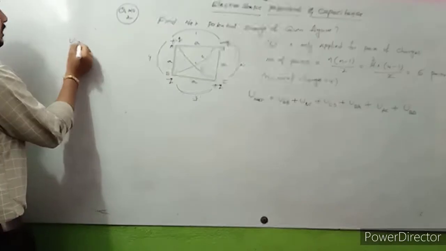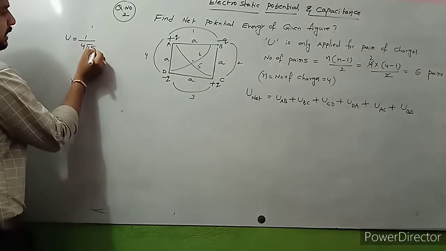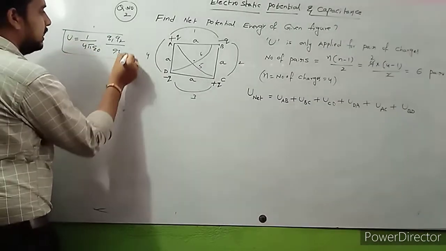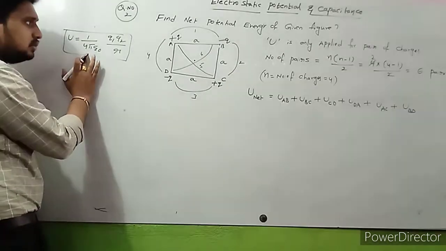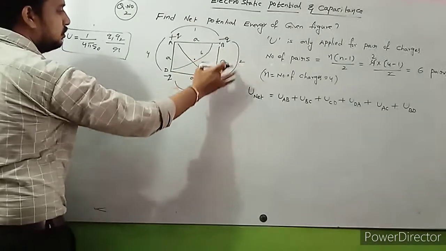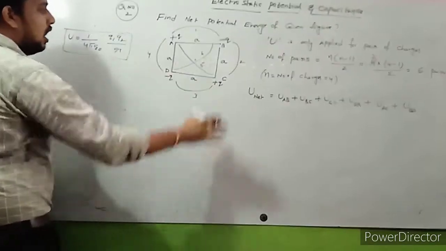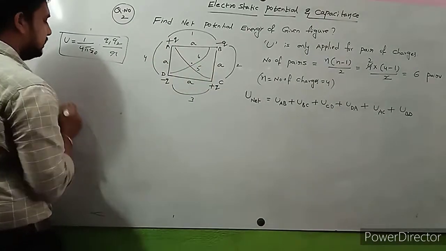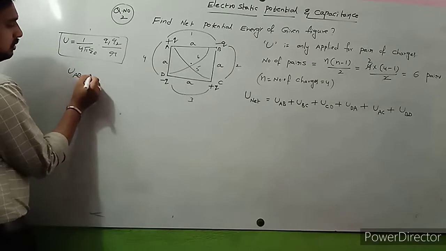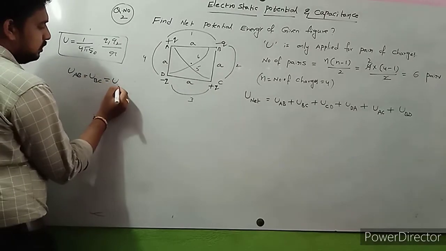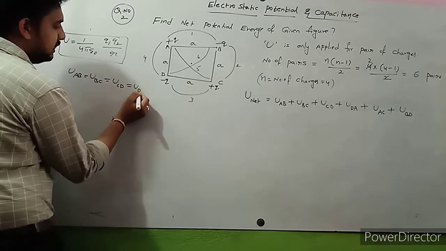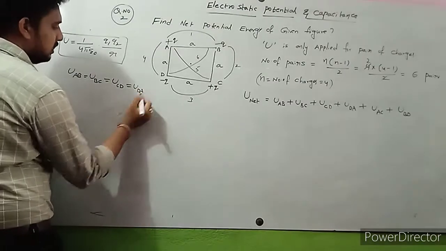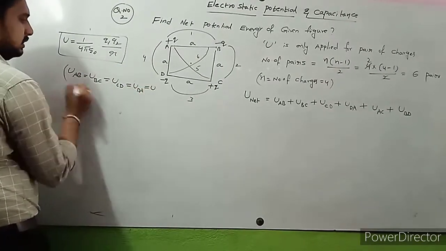What you observe here is that, generally, the U formula is 1 by 4 pi epsilon naught into q1 q2 by r. 1 by 4 pi epsilon naught is a constant value. In all four, the product of charges is the same, and the distance between them is the same. So UAB is equal to UBC is equal to UCD is equal to UDA, because the product of charges is the same and the distance between them is the same. Then consider this equal to some U.